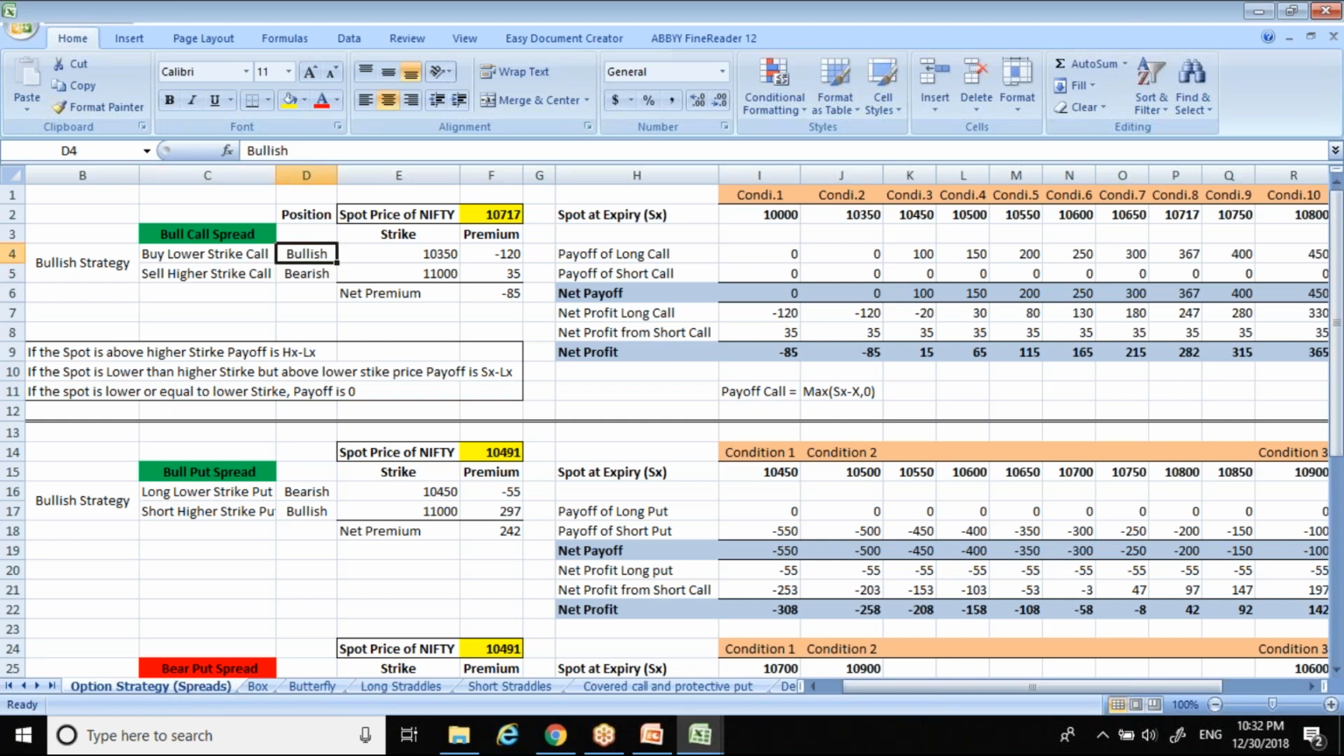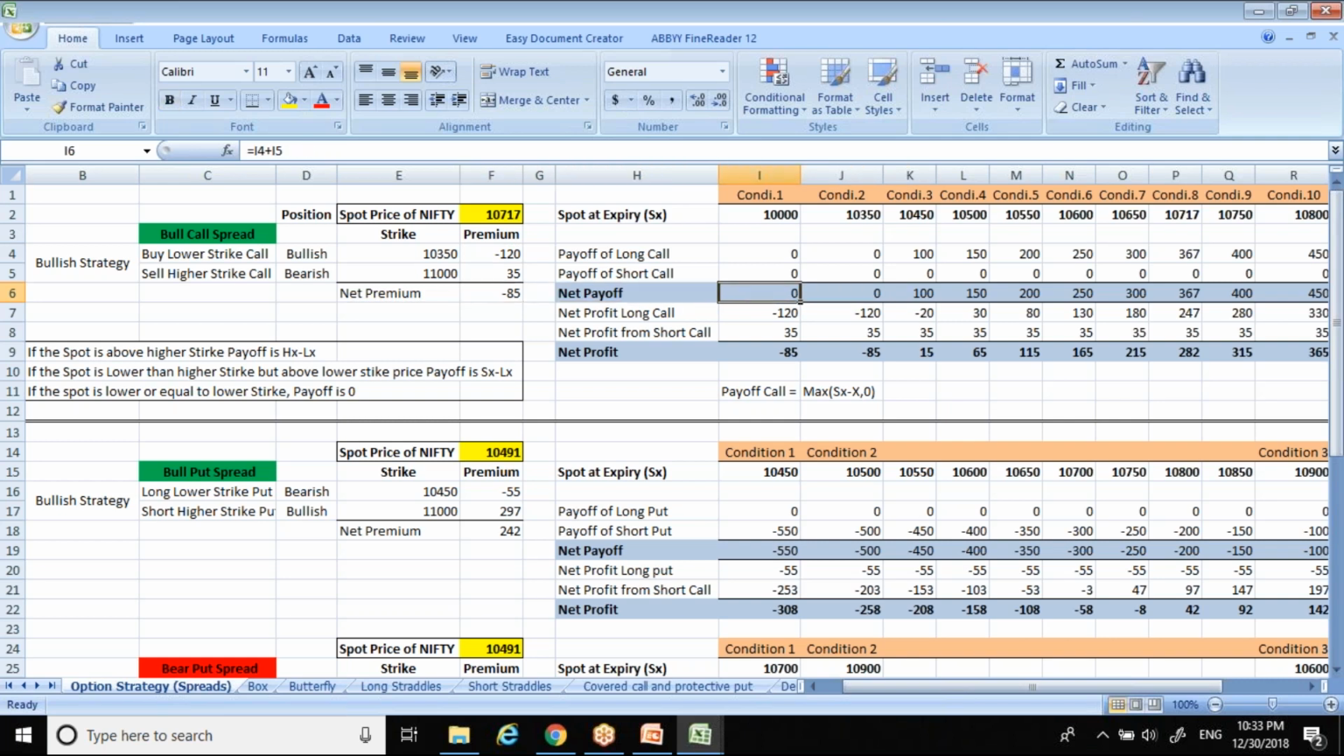So if the price goes up, the call buy will give you profit, and the call sell will give you loss. If the price goes down, the call buy gives you limited loss, and the call sell gives you limited profit. So let's suppose the strike price is 10,350 and the call you sold is at a higher strike price, around 11,000. Here you pay a premium of 120 and here you receive a premium of 35. So the net premium you pay is 85.